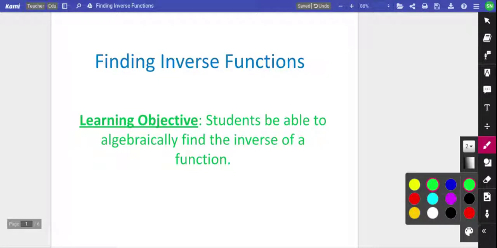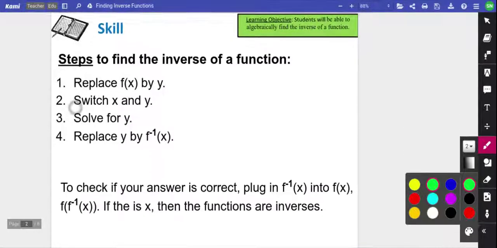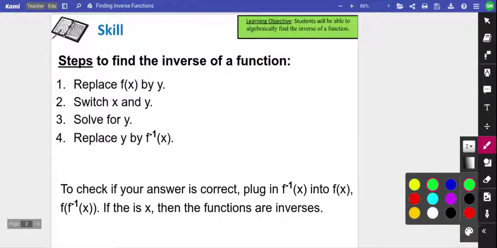Hello, in this video we will be finding the inverse of a function using the algebraic method. There are 4 steps to find the inverse of a function, and they are listed here. They will also be listed on every slide.